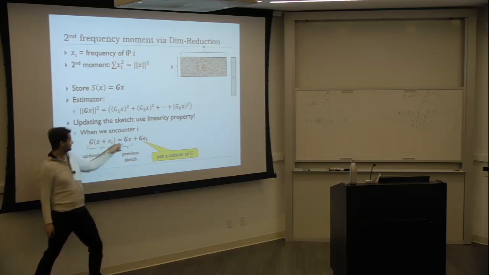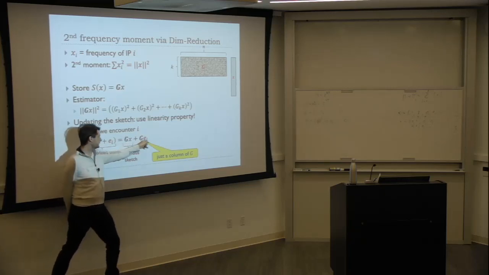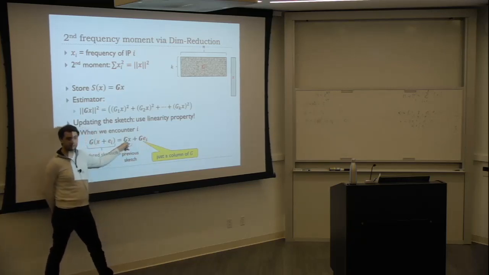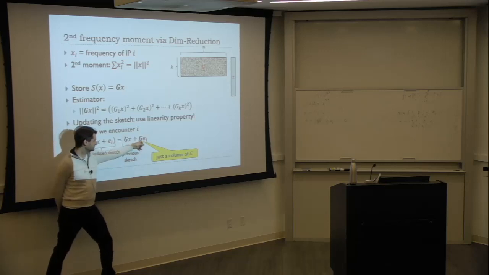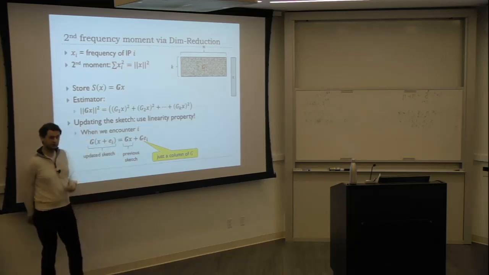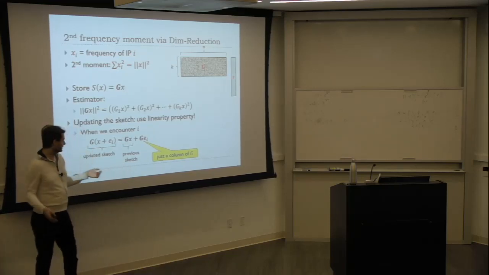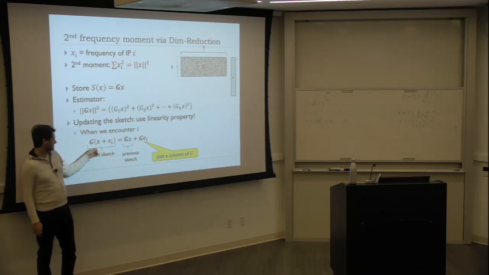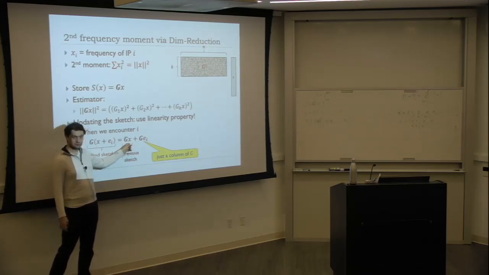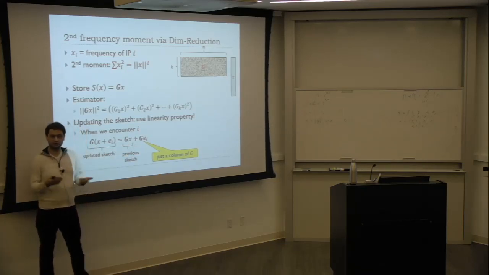Well, by linearity, we can write that this is equal to Gx plus Ge_i. This turns out to be exactly the previous sketch, and this is just a column of G, the ith column of G. So when we see an IP, the only thing we need to do to update this sketch is to take the previous sketch that we have, add the ith column of G, and this is the new sketch.